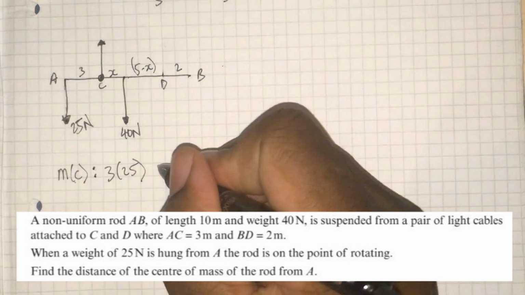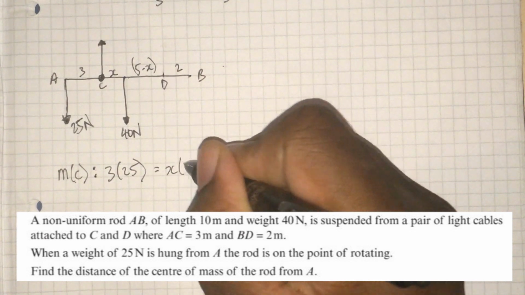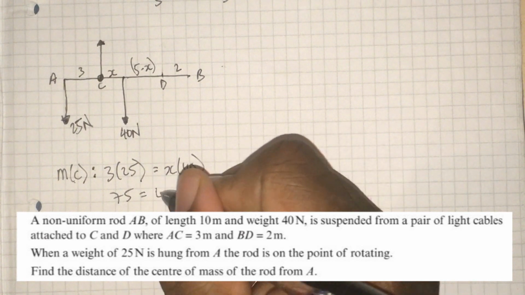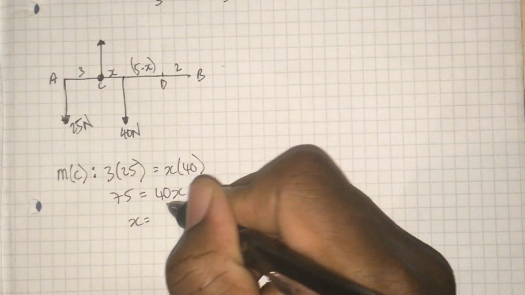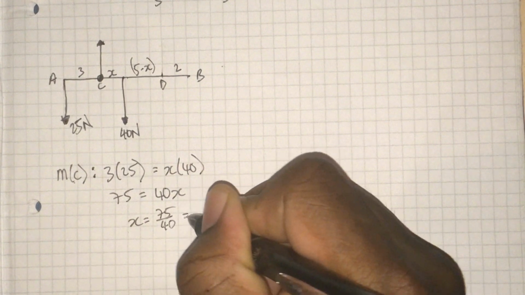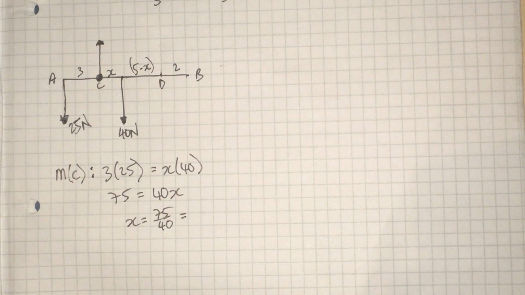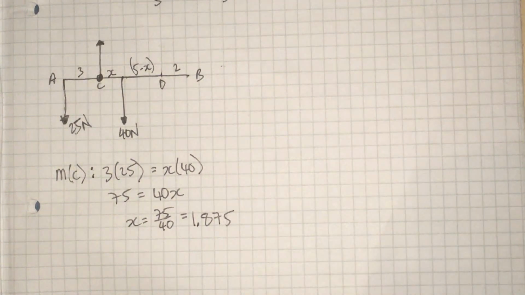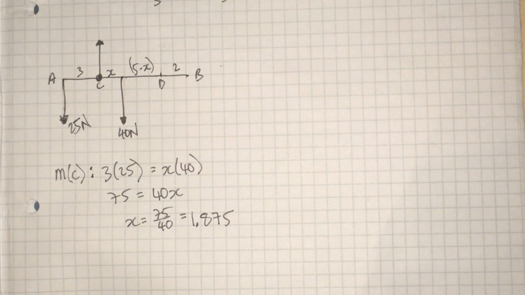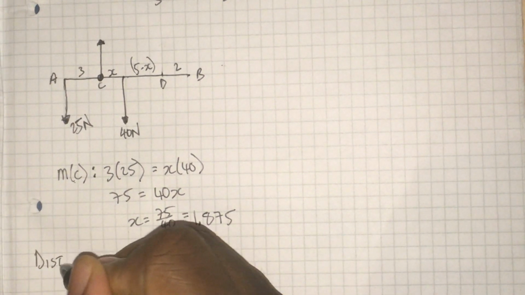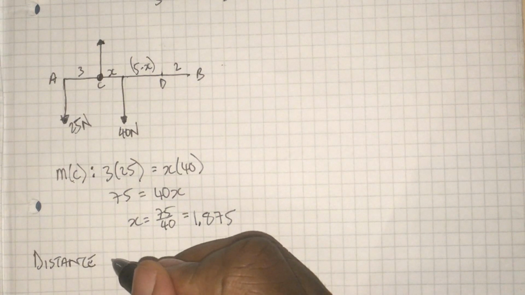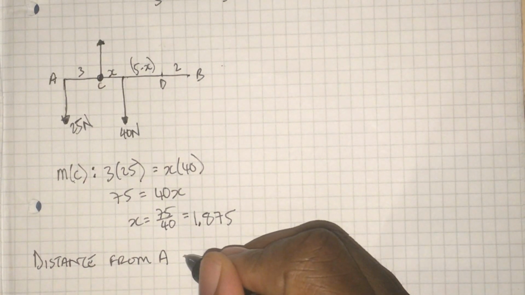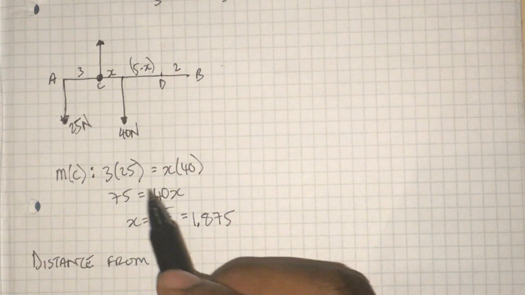Let's take moments around C. So anti-clockwise, we've got the 3 times the 25 newtons, and clockwise, we've got that unknown distance multiplied by 40. Expand, rearrange, simplify. We get an answer for X, which says that X is 75 over 40. As a decimal, we'll take that as 1.875. So the distance of X is 1.875 meters. The question actually asked us how far away from A. So we need to add on the 3 meters that we already have, and that gives us a final answer of 3.875.